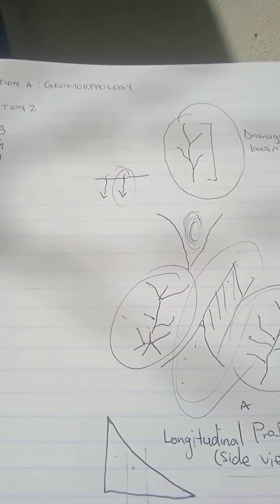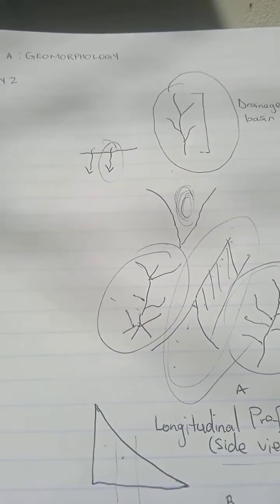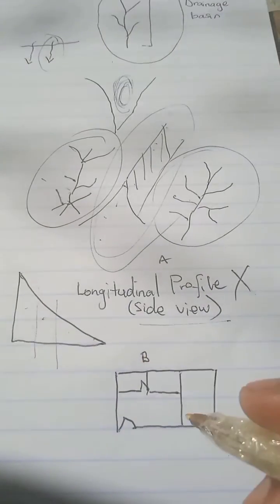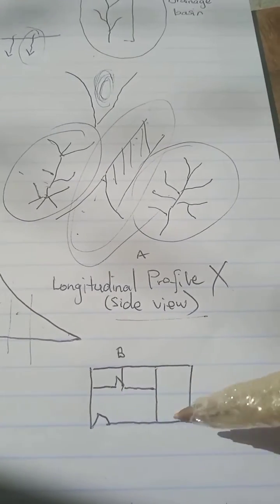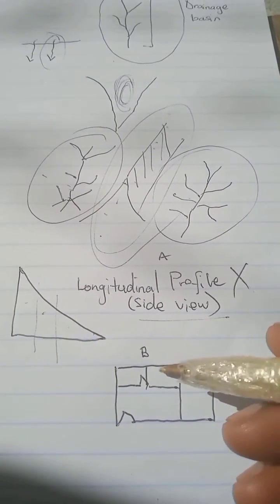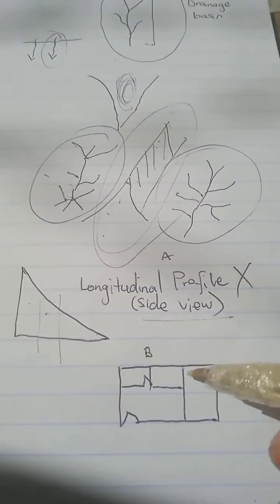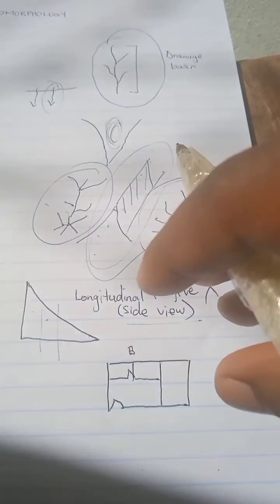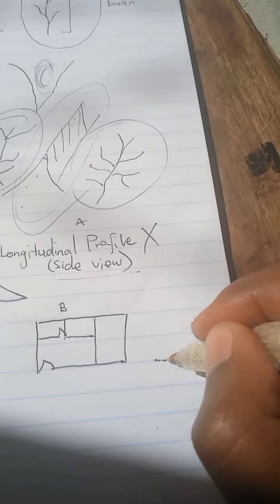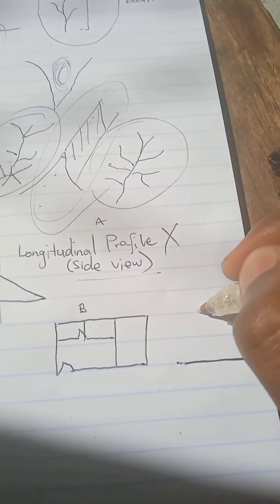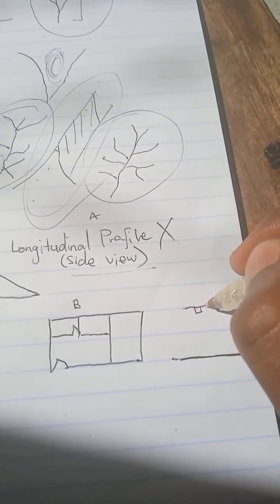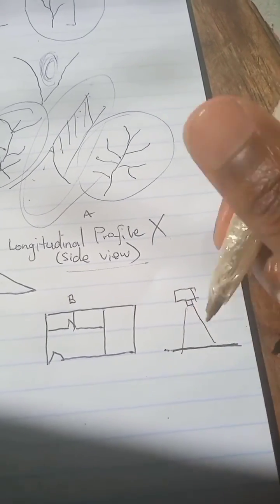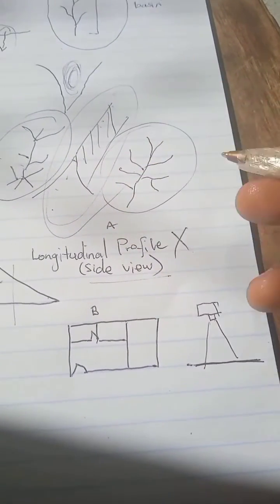B. B is a plan view. What is a plan view? A plan view is like a blueprint of a house. For example, if someone shows you the blueprint of a house, it will illustrate the top view. It's basically the top view, so it's taken from the top. If this is the ground, have a camera there, taken directly from the top like that.